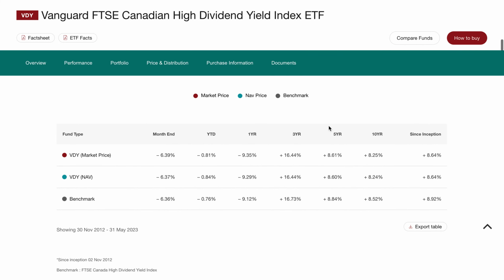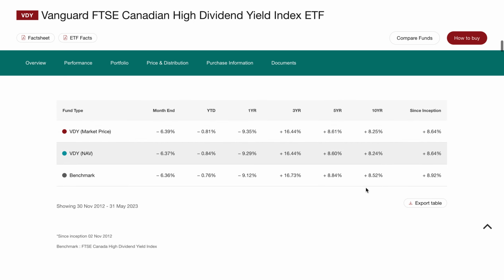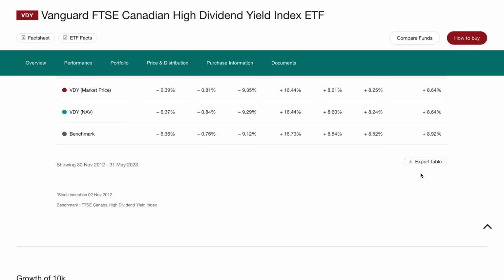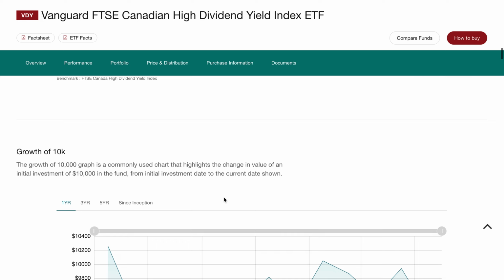And then down here they have it very accurately summarized again. If you just wanted to look at it over the 10 years, it's got about 8.25%. So that's super respectable in my opinion, 8.25%, and since inception at 8.64%. So this has performed very well over 10 years, and you can see its performance here, year to date, 1 year, 10 years. So it's done very, very well in my opinion. And if you wanted to look at the other performances, you could just export this table, and they kind of do it into Excel.